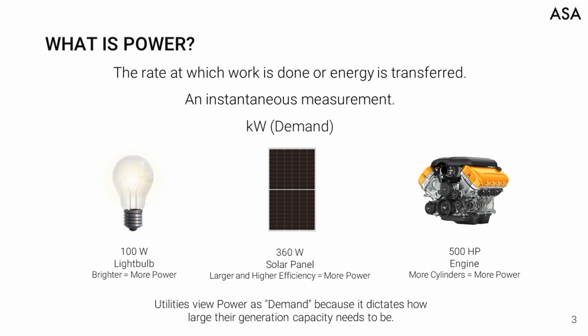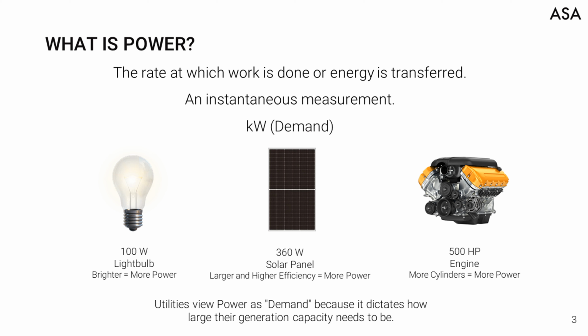So, what is power? Power is the rate at which work is done or energy is transferred. It's an instantaneous measurement. In solar energy, we most regularly see power expressed as kilowatts. Utilities view power as demand. This is because it dictates how large their generation capacity needs to be.